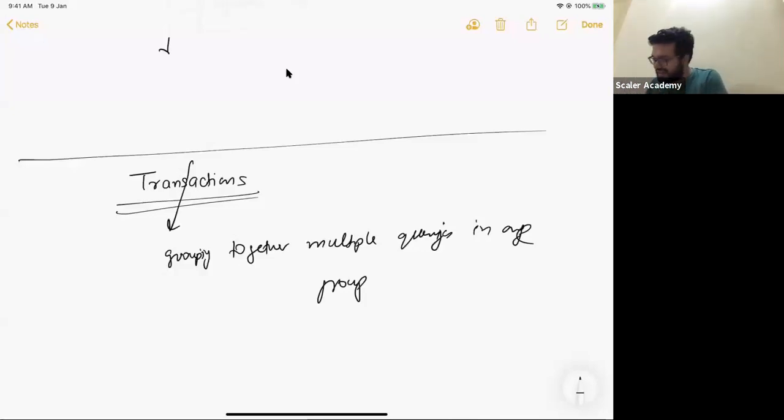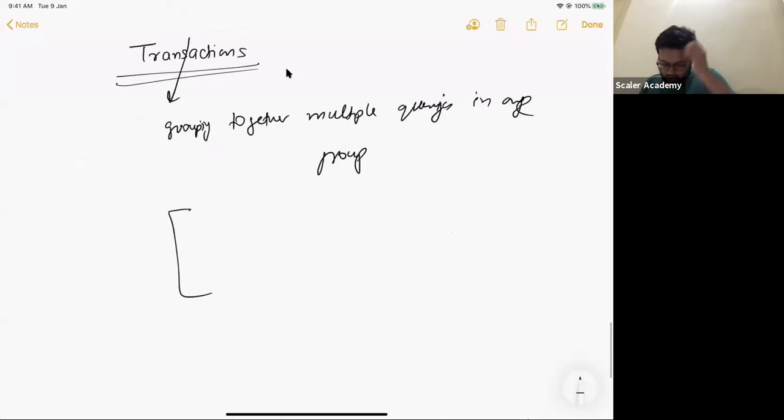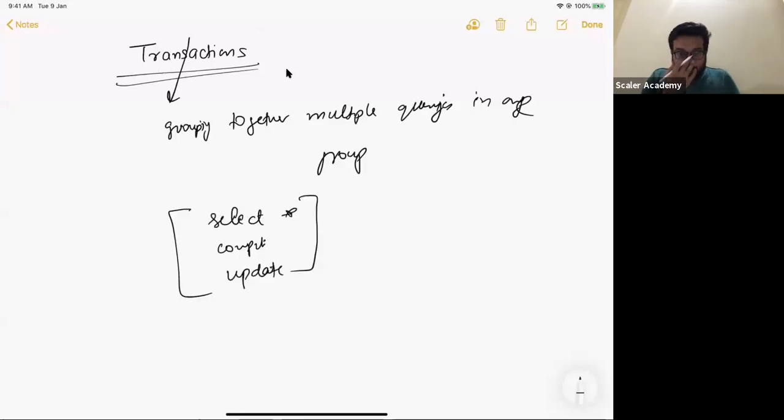So what do I mean? Let me just explain it to you once again. Let's say you have a select query, you have some computation, and then you have some update query. All these things together make sense as a single piece of code, or let's say make sense as a single combined operation. Does that make sense?